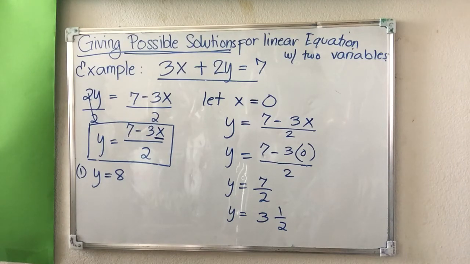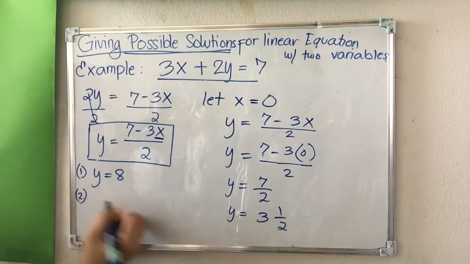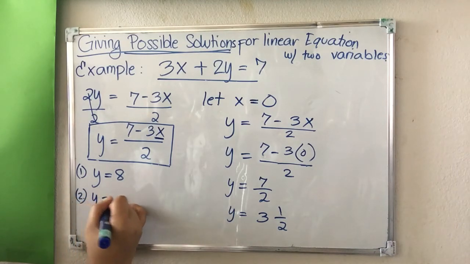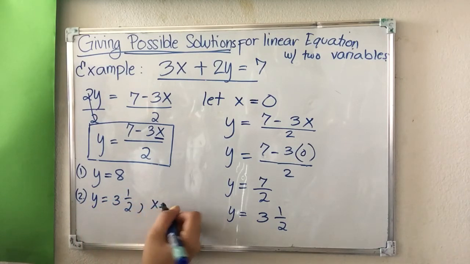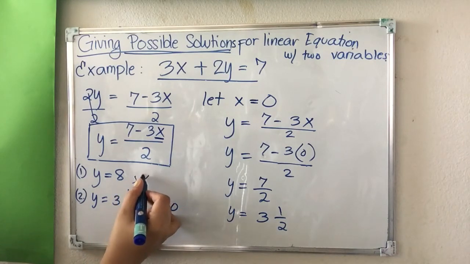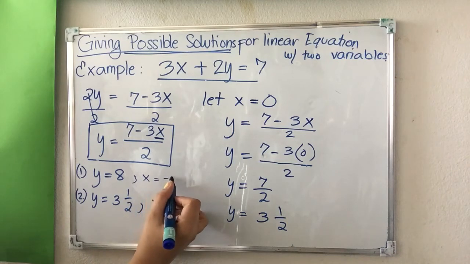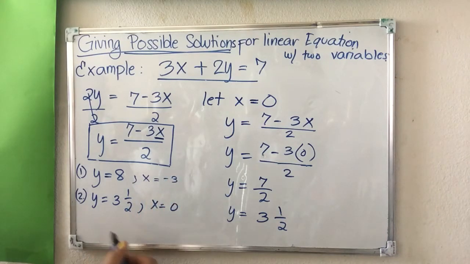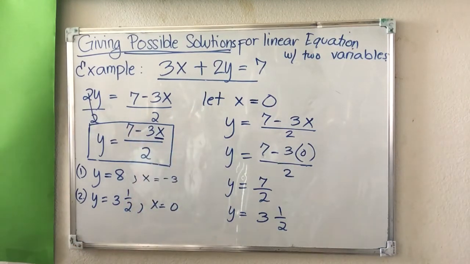Okay, so that is our equation 2. Y is equal to 3 and 1 half when x is equal to 0. Earlier we have x is equal to, what is that? Negative 3. Okay, so let's check another one.